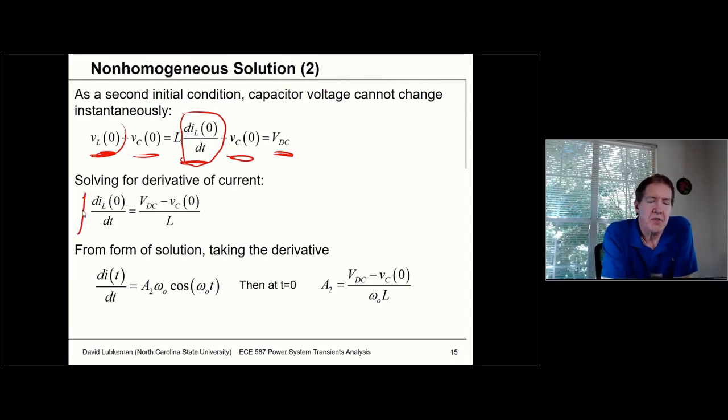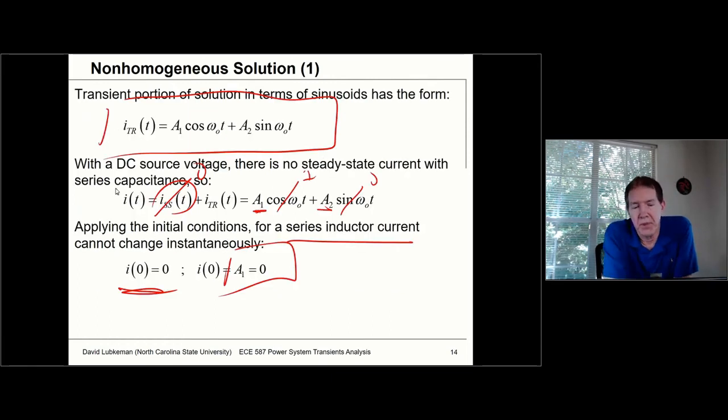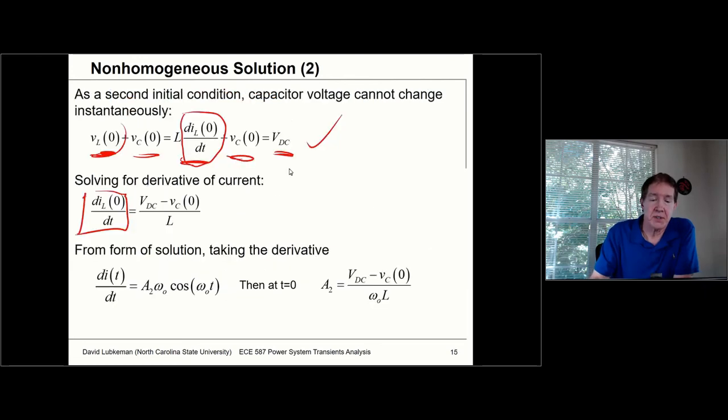Now if I solve for the derivative of current at time equals 0, going back to this equation, we see it is the same as VDC minus VC at time 0, divided by L. Now if I go back to the form of this solution, to get the expression for A2 I can take the derivative of both sides of this equation. When I do this, I'm going to get di/dt on the left hand side.